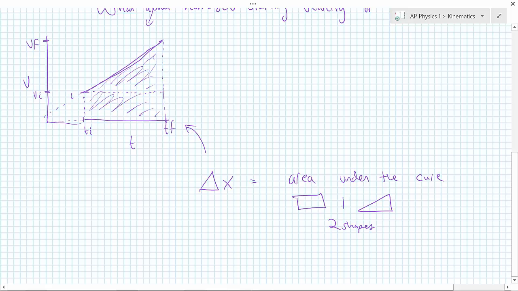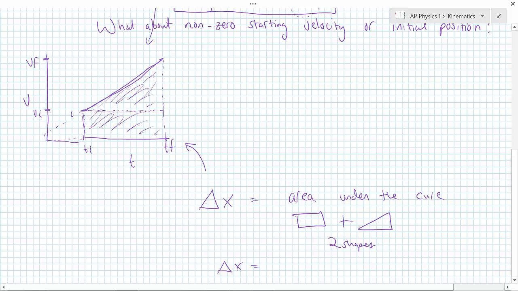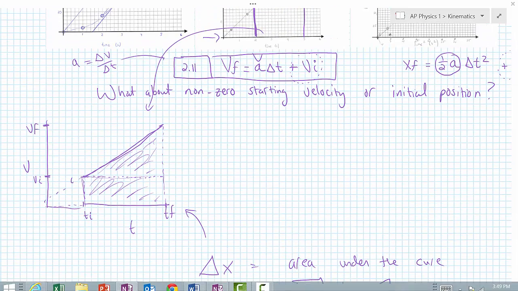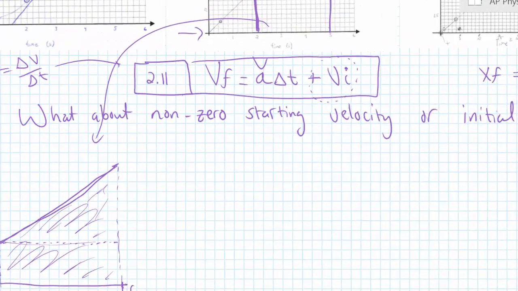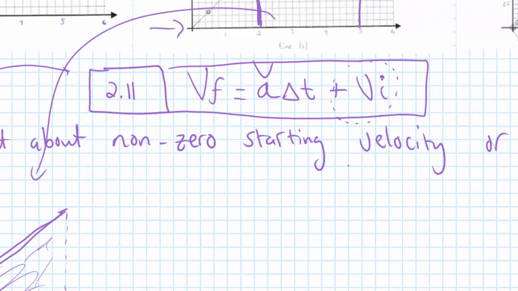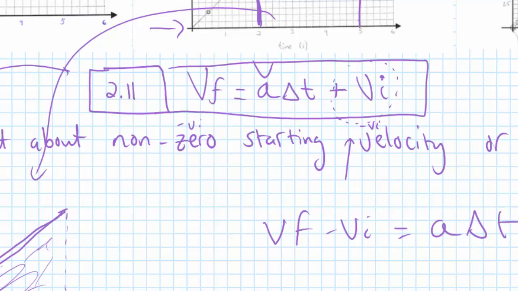So I really have two shapes here. I have a square, which is this first little shape here, and then I have a triangle. I need to add the area of those two together, and if I can find the area, I can come up with the displacement. Let's do the first little box first. Looking at equation 2.11, if I rearrange it and subtract Vi from both sides, I could rewrite this as Vf minus Vi is equal to a delta t. All I did was rearrange that equation.